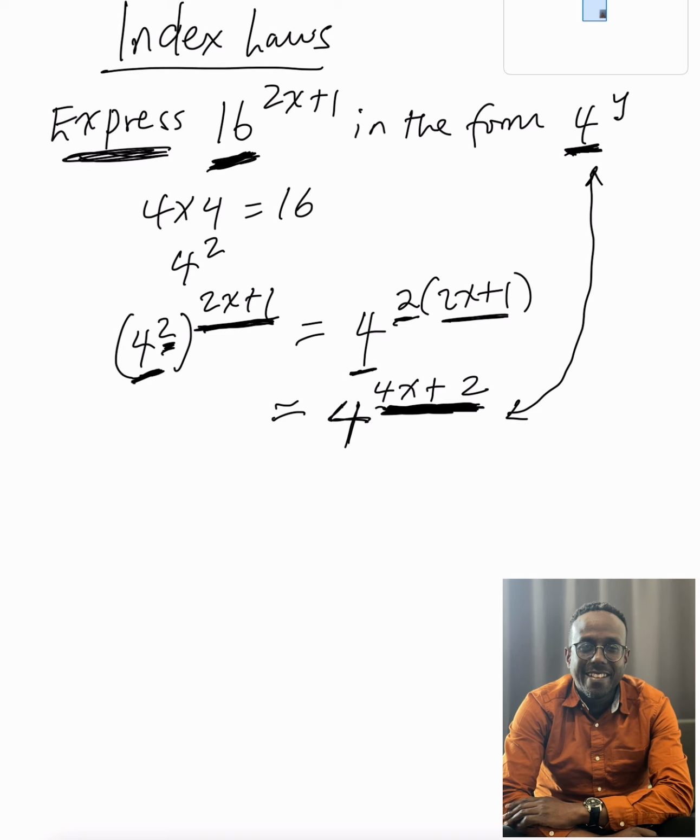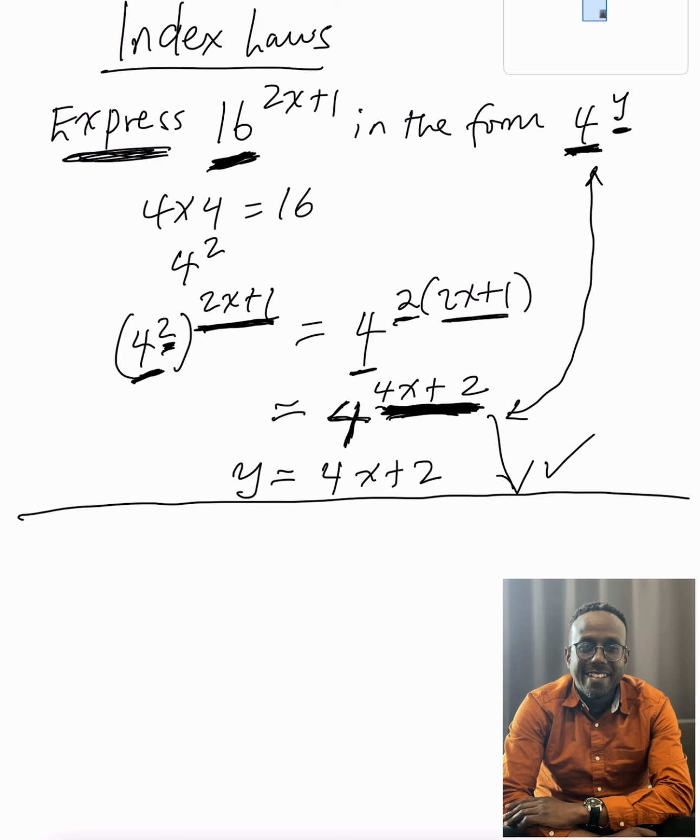Just for you to understand, this is the 4 and that is the 4. That means, of course, this y is equal to that power, because y is a power, so it is also equal to this power, 4x plus 2. That is the answer: 4 to the power of 4x plus 2. Okay? That's how you would work out that question.